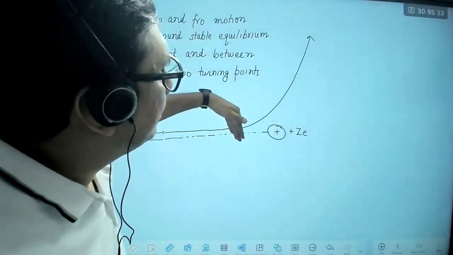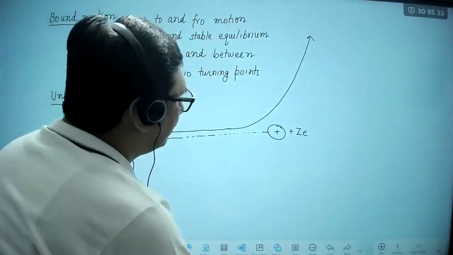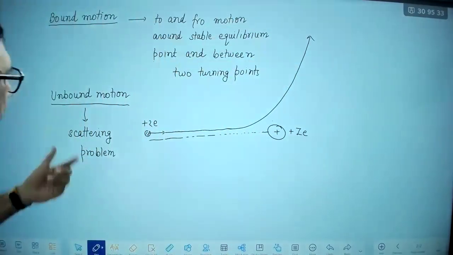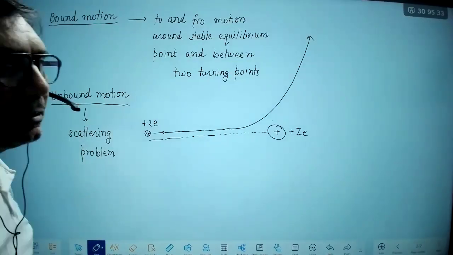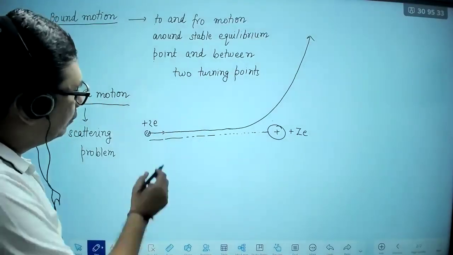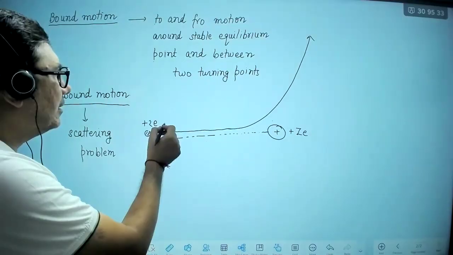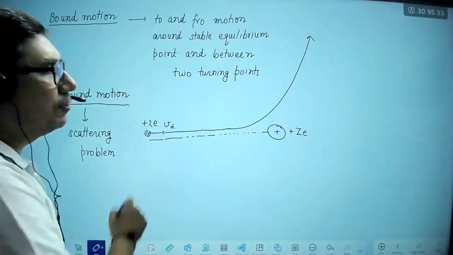And as a result, this alpha particle will be scattered in this direction. So this is one of the best examples of unbound motion. This is a physical example of it. I will explain how this happens. First try to understand, when you are launching this alpha particle, you are launching it with some velocity.